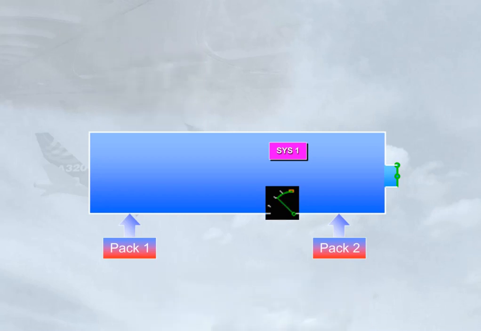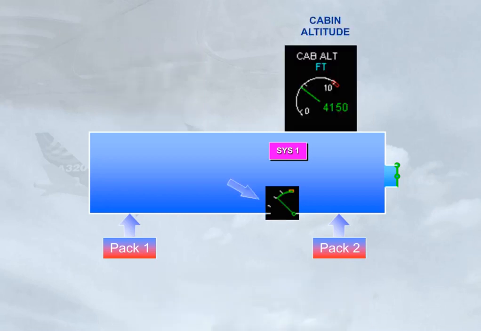Now let's look at what happens to cabin altitude. If the outflow valve is closed or only allowing a small amount of air to escape, then the cabin altitude will descend.